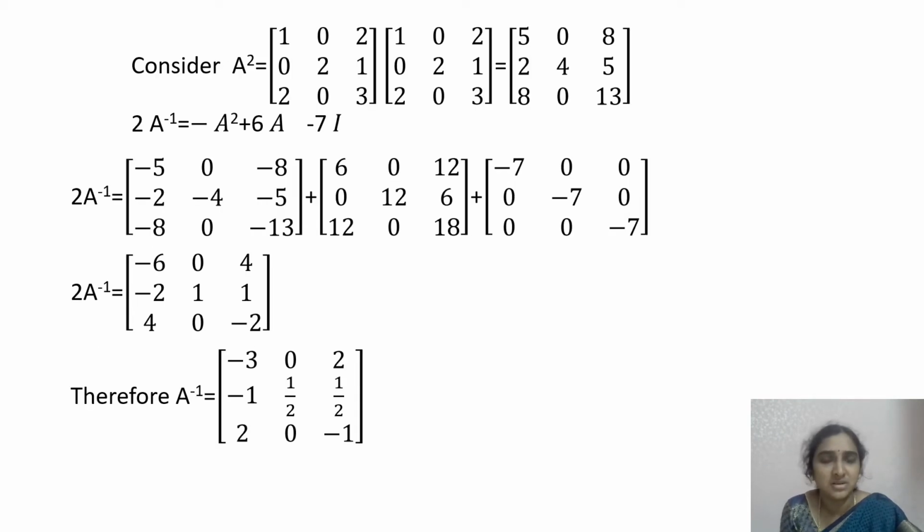7I. Let us now consider A square, which is A cross A. On substituting, we get the matrix for A square. We have 2 into A inverse is equal to minus A square plus 6A minus 7I. On substituting A square and A, we would be getting the answer 2A inverse is equal to the resulting matrix. Hence A inverse is equal to minus 3, 0, 2; minus 1 by 2, 1 by 2, 2; 0, minus 1.